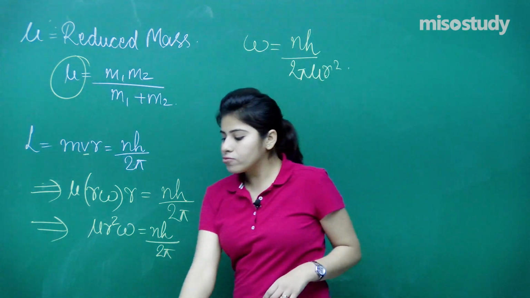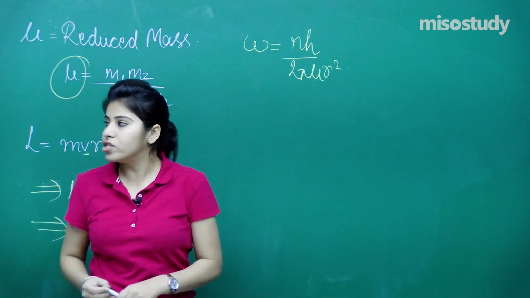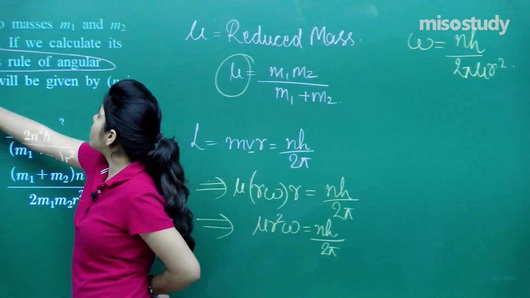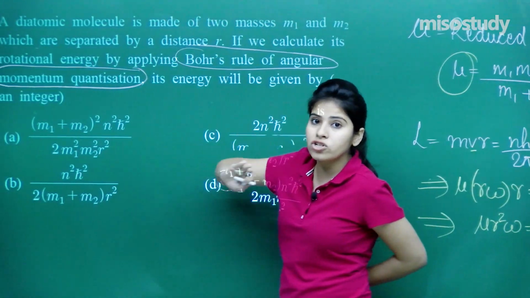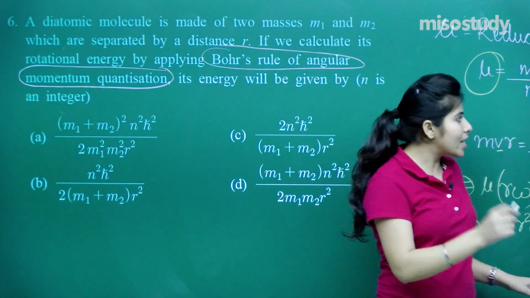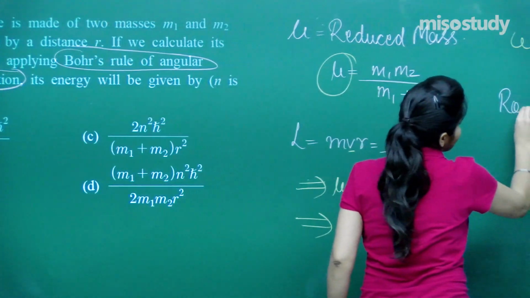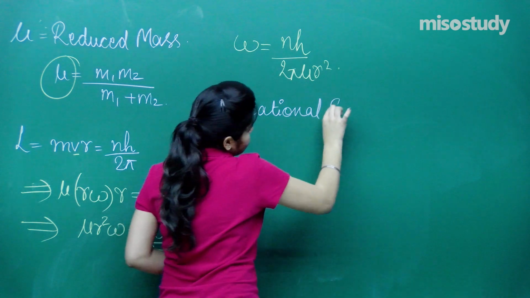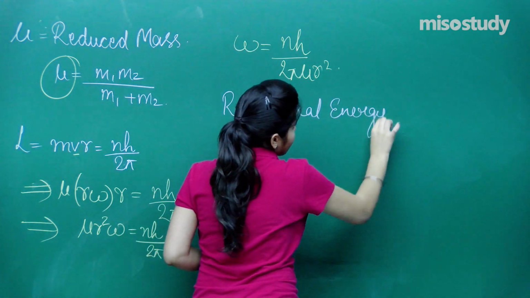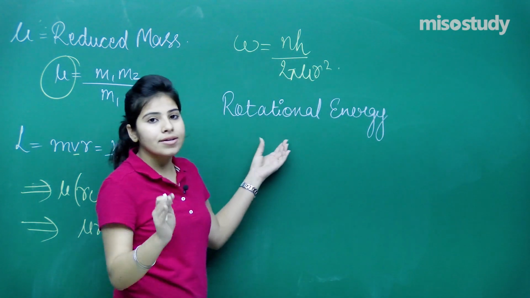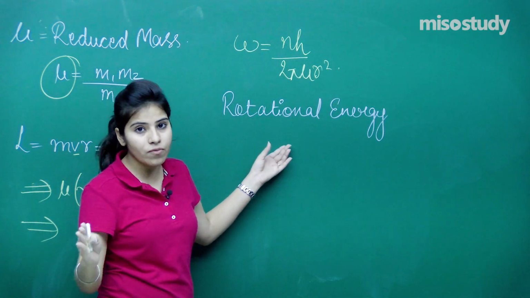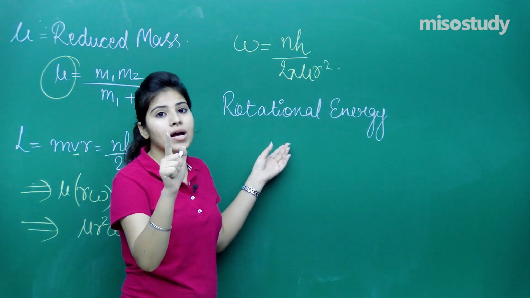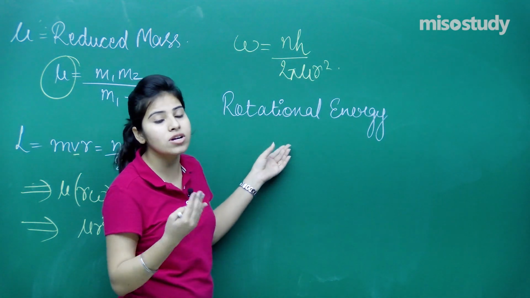And now because I have to find out the value of energy, the rotational energy, you can see over here what we have to calculate, the rotational energy. So your rotational energy, the formula for that will be... as we know that the kinetic energy is half mv square. So from that you are going to find by your own what will be the rotational kinetic energy.